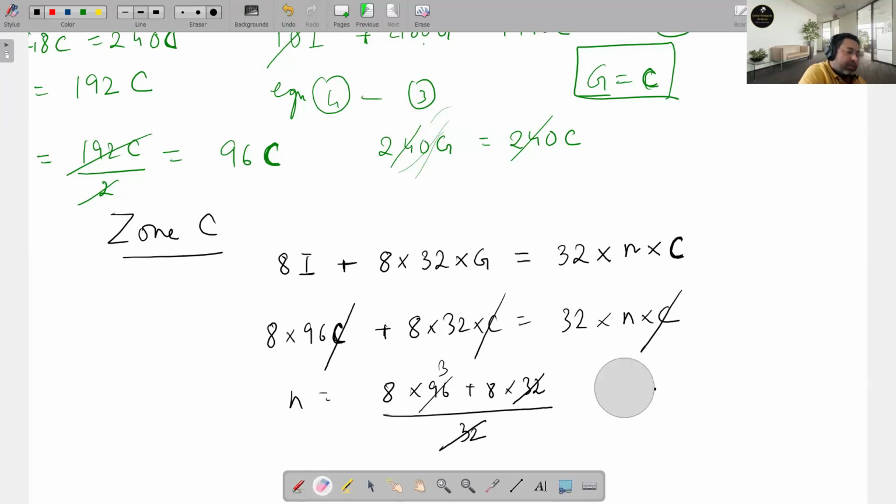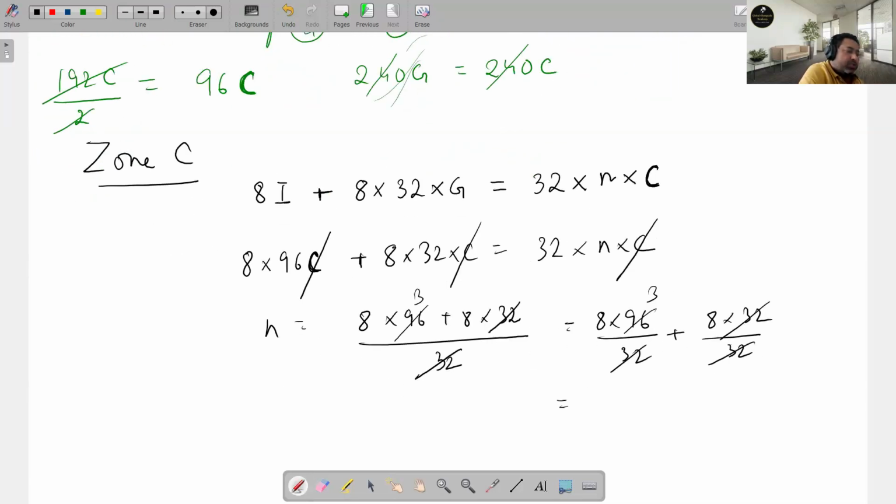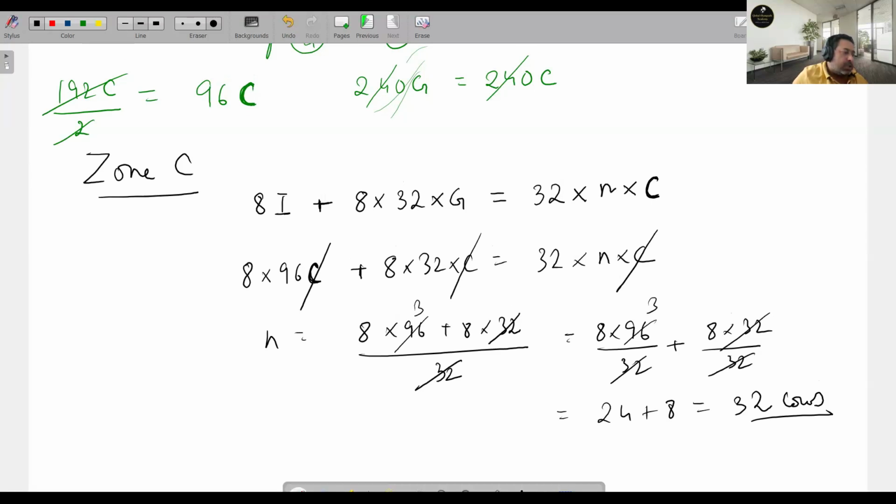Let me just break it up, I will get confused sometimes. This is 8 into 96 by 32, plus 8 into 32 by 32. So overall we'll get 24 plus 8, which is equal to 32 cows. Let me just check the answer key for a second. Yes, that's the correct one. So 32 is the correct answer, which is option E.